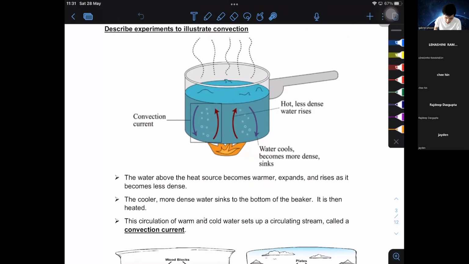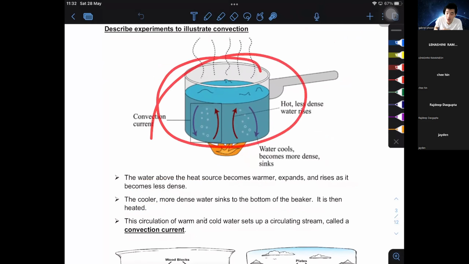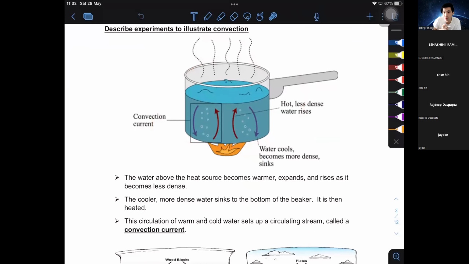Now, the water above the heat source becomes warmer, expands and rises as it becomes less dense. The cooler, more dense water sinks to the bottom of the beaker and then is heated. The circulation of warm and cold water sets up a circulating stream known as convection current. Now, I mentioned that convection can occur in a liquid. It could also occur in a gas as well, guys.